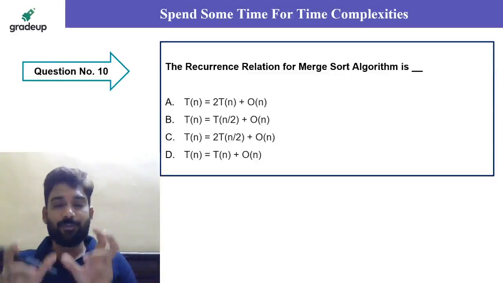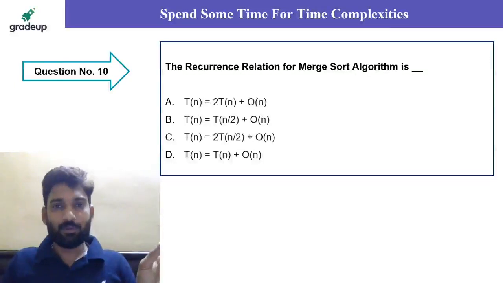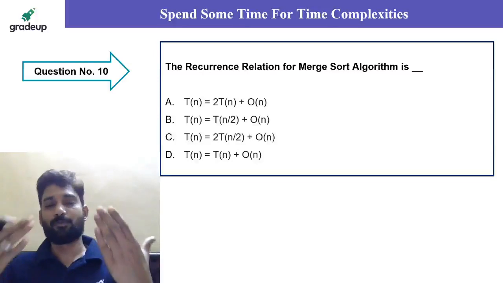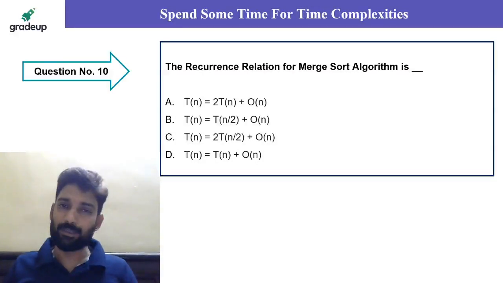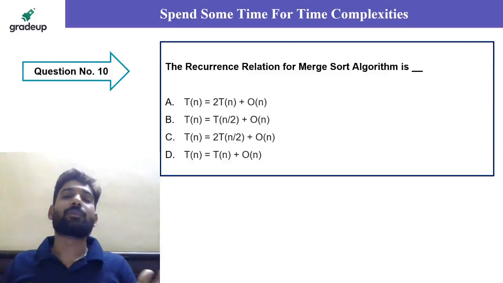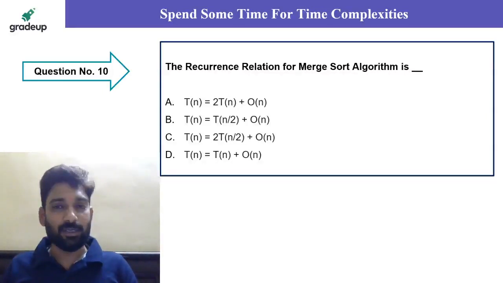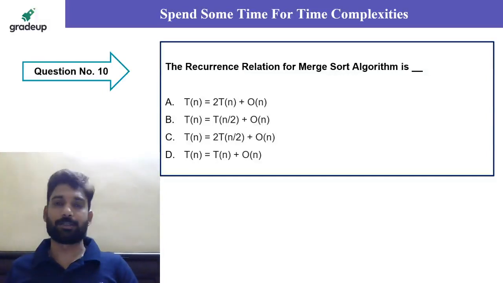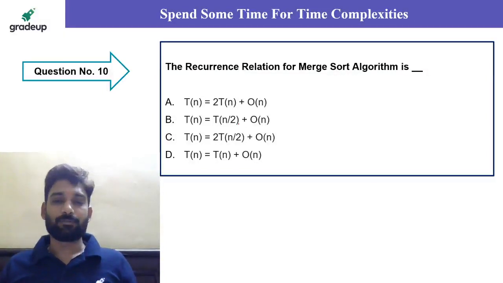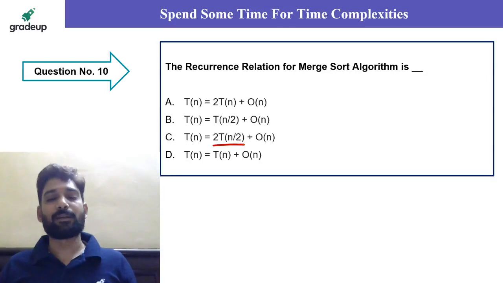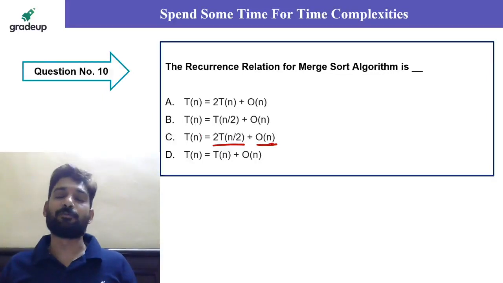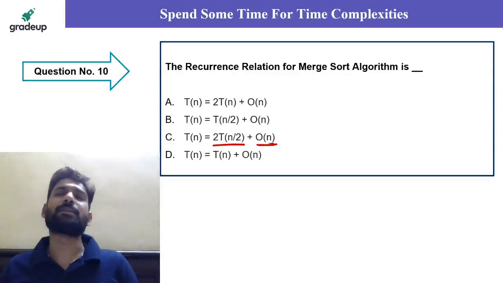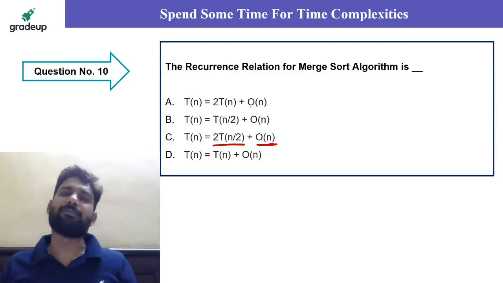Merge sort, we will divide the list into 2. Again we will divide it into 2. So first we will divide it into individual elements, then while merging, while conquering, we will put them again in order. So 2T(n/2) plus O(n). Sir, why is it not best case or average case or worst case? In every case it is the same.